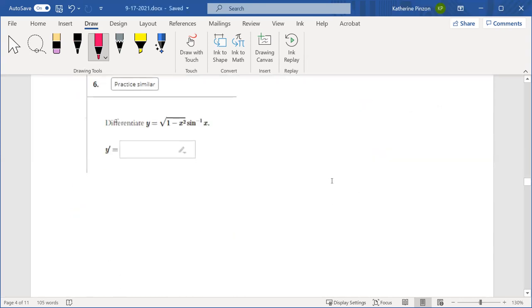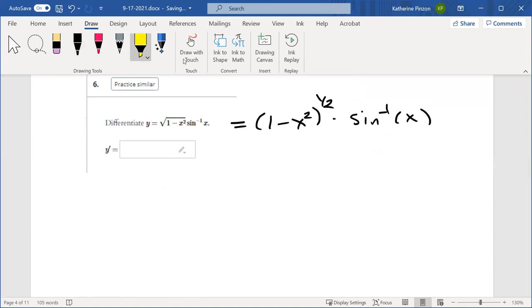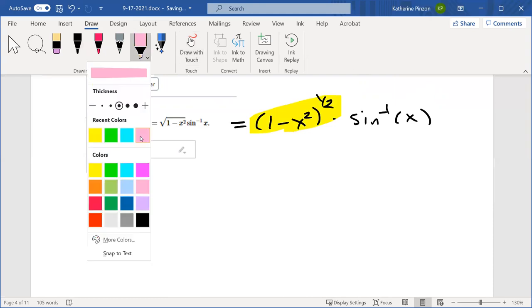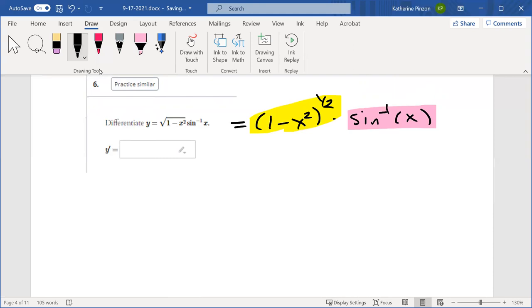Okay, 6. Which rule do I need for this one? The product rule, yeah? And the sine inverse, yeah? I need the product rule because I have a whole bunch of stuff with x times a whole bunch of stuff with x. Before I start, I'm going to rewrite this as 1 minus x squared to the 1/2 times sine inverse x. So my first function is 1 minus x squared to the 1/2, and my second function is the sine inverse of x.